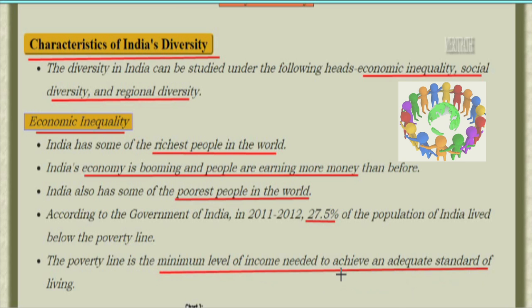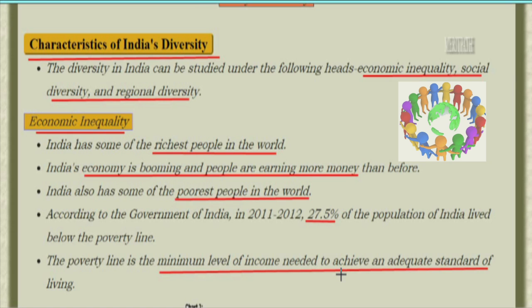Poverty line means a minimum level of income which is required for an adequate standard of living. So a minimum income so that we can afford the basic necessities of life, like we can buy food, we can buy medicine for us, then we can buy a house for living. So all these things are the basic necessities: food, water, medicines, a house to live. All these are the basic necessities.